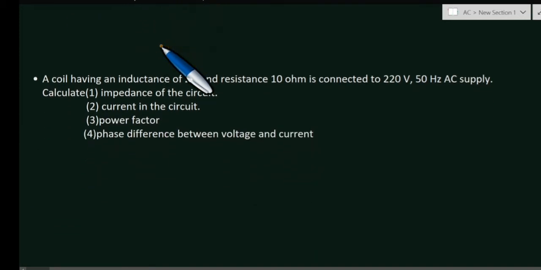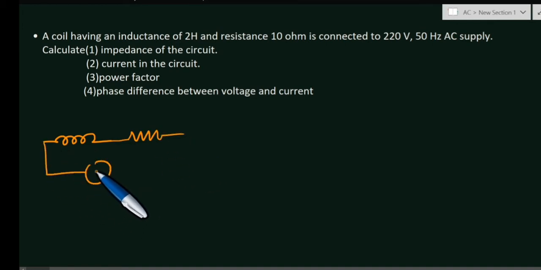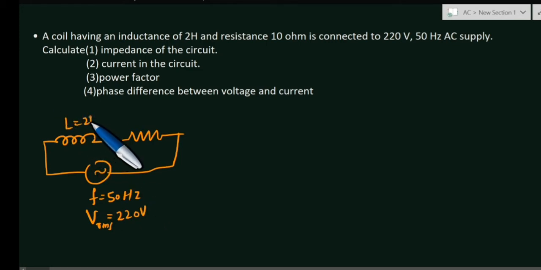Okay, the next question is, a coil having an inductance of 2 Henry and a resistance of 10 ohm is connected to a 220 volt 50 Hertz AC supply. That means a coil is connected to a resistor, and both of them are connected to an AC source of frequency F is equal to 50 Hertz, and the value of voltage is Vrms, that is 220 volt. And the value of L is given, that is 2 Henry, and the value of R is given, that is equal to 10 ohm.